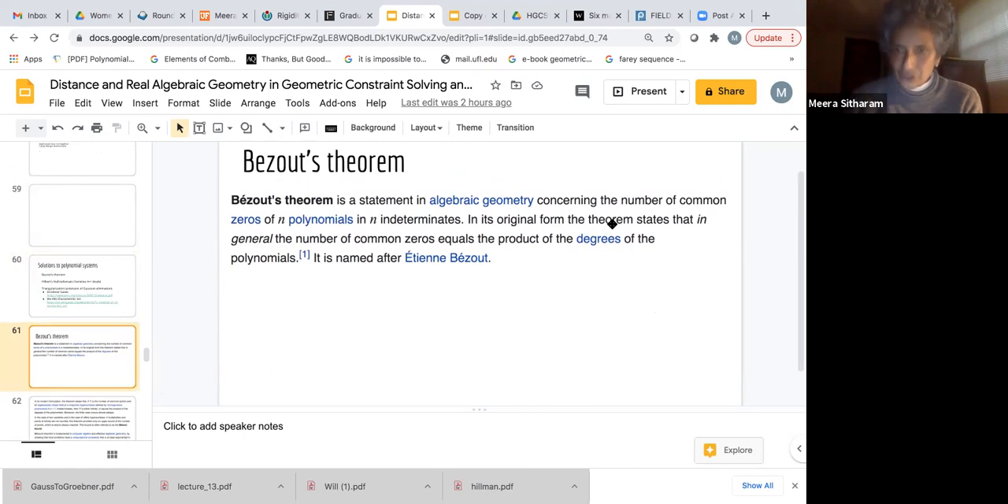In the original form, the theorem basically says that in general, and what does in general mean? Generically, the number of zeros equals the product of the degrees of the polynomials. So if you have n polynomials in n variables of certain degrees, the number of zeros equals the product of the degrees of the polynomials.